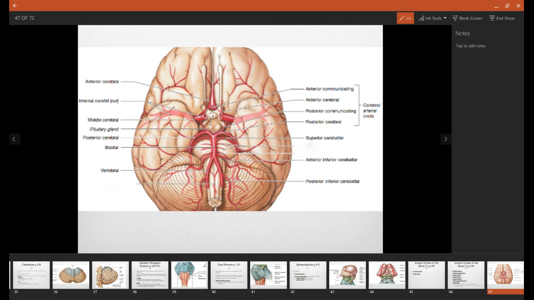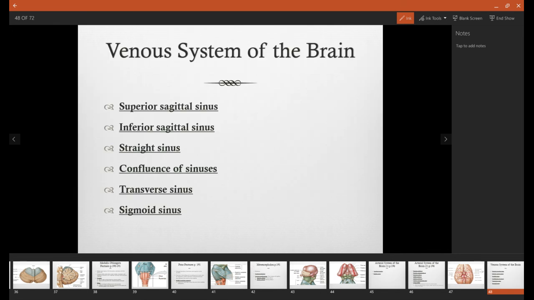We also have to start on the veins of the brain.